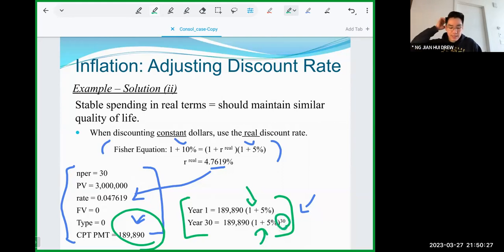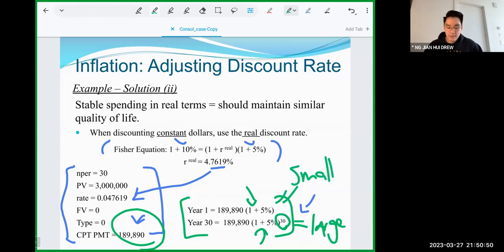So can you see immediately that in year 1, I take out lesser money because there's less inflation. But in year 30, I need to consider the inflation to the power of 30. And the amount of money you take out in year 30 is a lot bigger. This is a big amount that you need to take out, and this is a smaller amount that you need to take out.